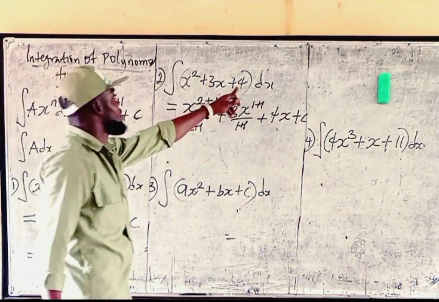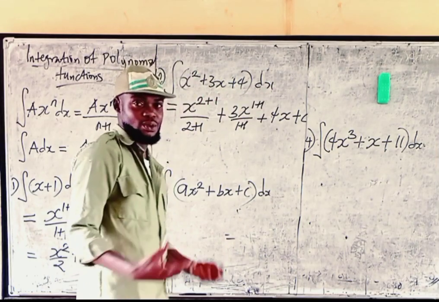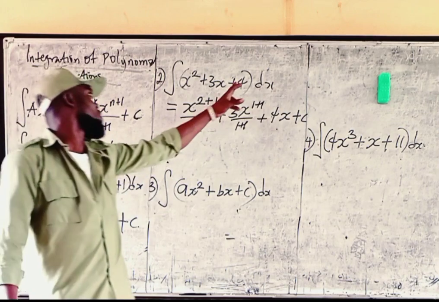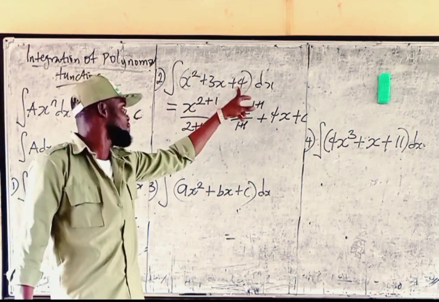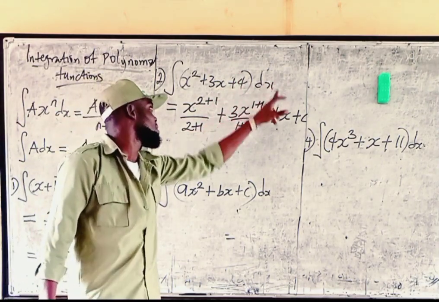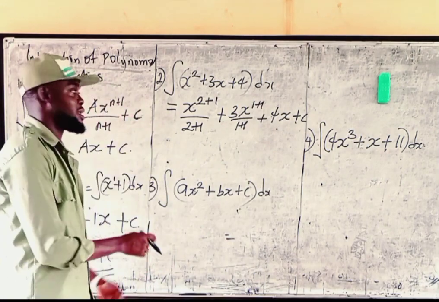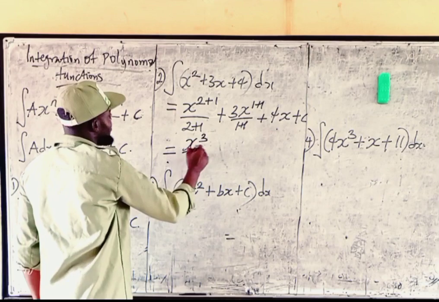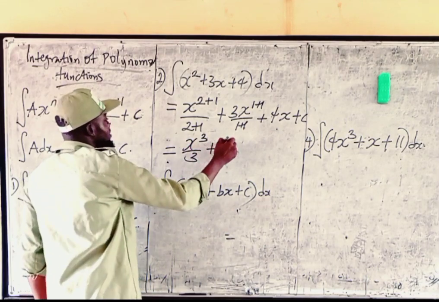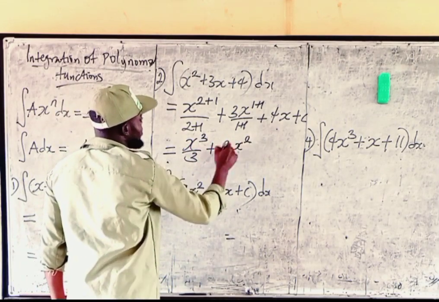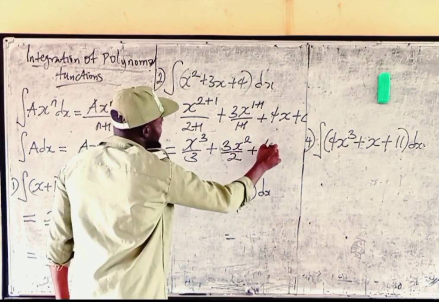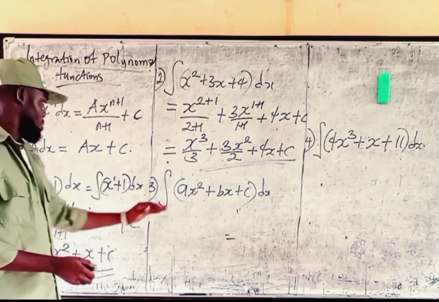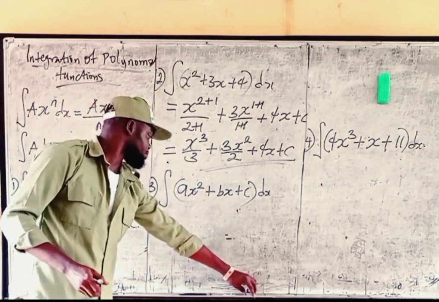Remember I told you, if you're integrating something and there's a number multiplying the thing you are integrating, that number stays as a constant. So 4 acts as a constant here. Now if you're integrating a constant number, you just multiply it by x, and I'll give you the answer there. So we're going to have x to the power 3 over 3 plus 3x squared over 2 plus 4x plus c. That's what we have in that place.